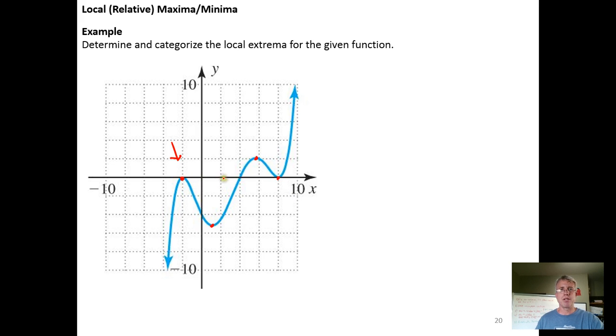So it looks like we're counting by 2's on our tick marks. So that looks like -2, comma 0, input -2, output 0. This looks like it's probably about at 1, input 1, output -5. And here it looks like we're just short of 2, 4, 6. We're just short of 6.